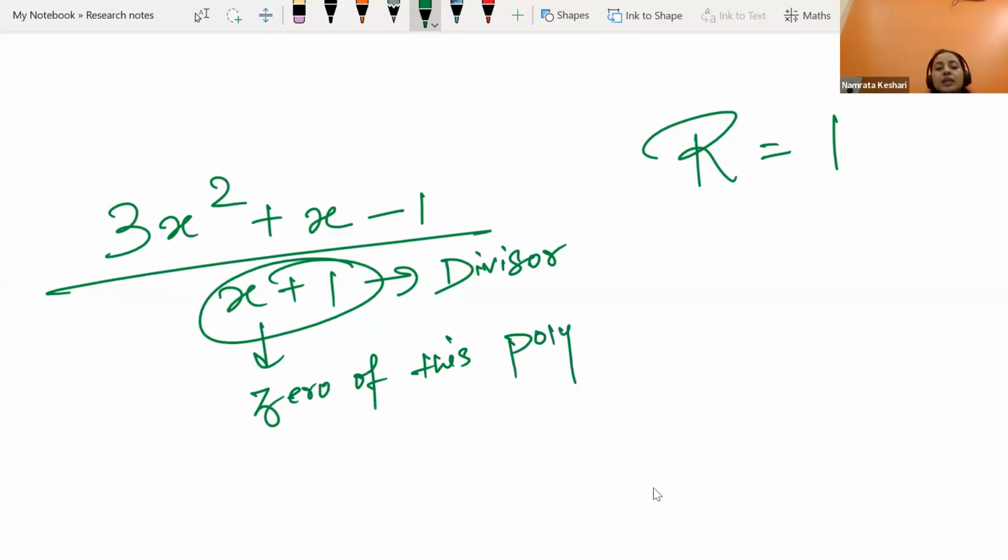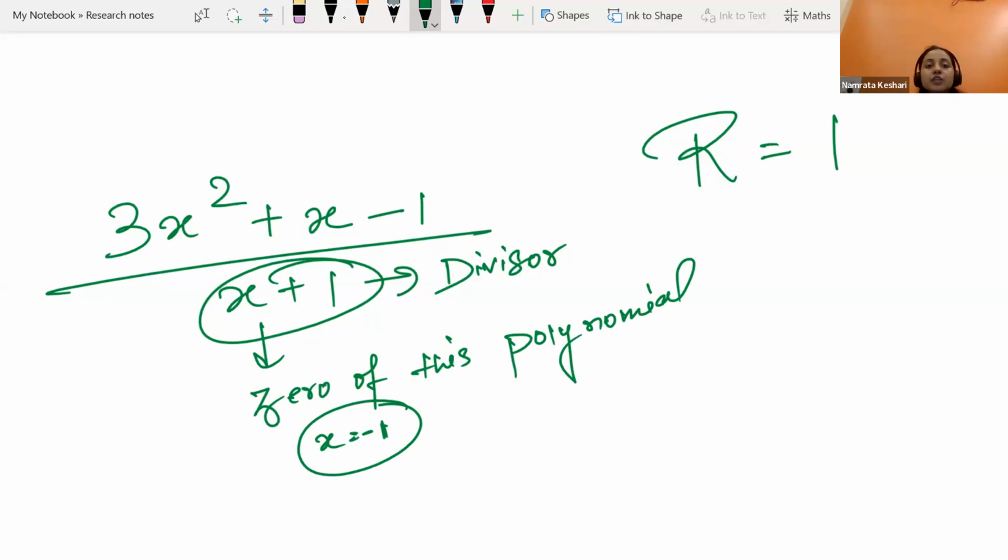Okay. What is the zero of this polynomial? Who will tell me? Quick, quick, quick. Negative 1. So x equals minus 1 is the zero. Yes, minus 1, right? Yes, ma'am. x equals minus 1 is the zero of this polynomial.